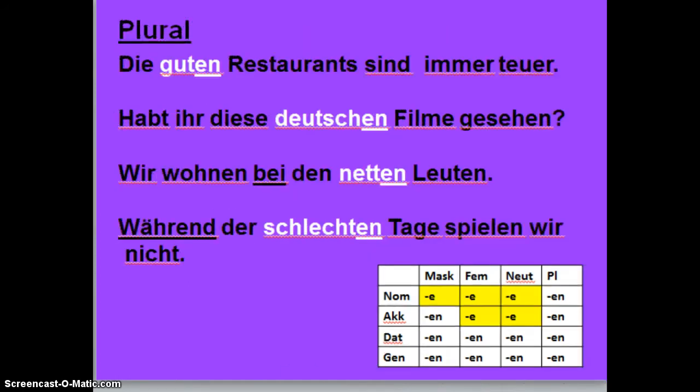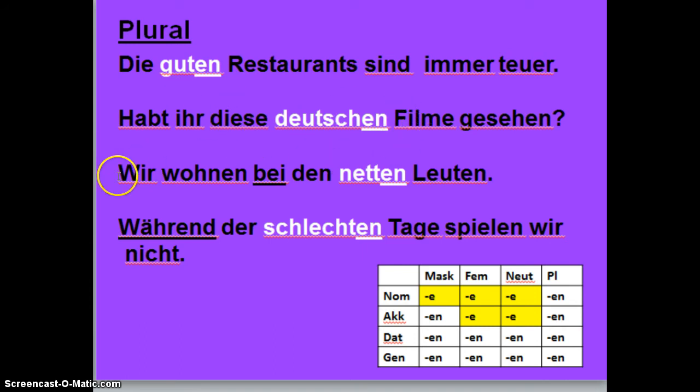And finally, I just wanted to show you how easy adjectives are when they're plural. So in this example, die Restaurants sind immer teuer. These are the restaurants. Every adjective in plural, if you look over here, gets en. Die guten Restaurants. Habt ihr diese deutschen Filme gesehen? It's like saying die Deutschen. Die because it's plural, and en on the adjective. Die deutschen Filme gesehen. This is a direct object, Filme.